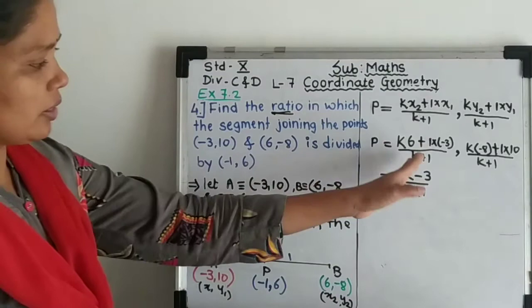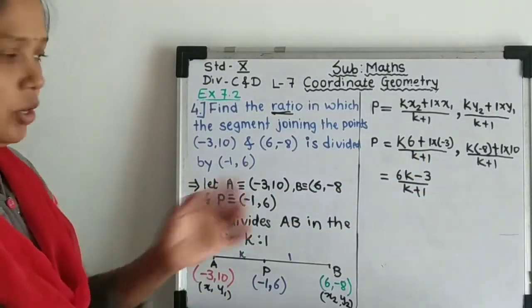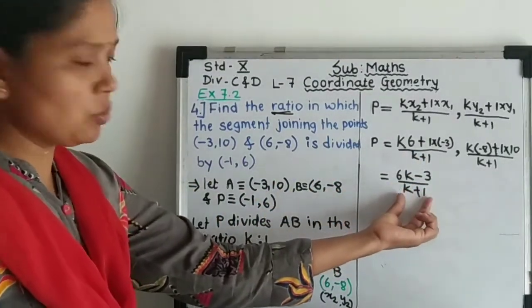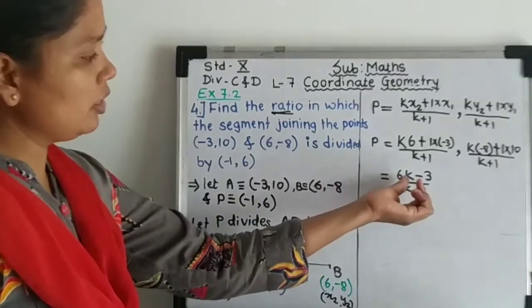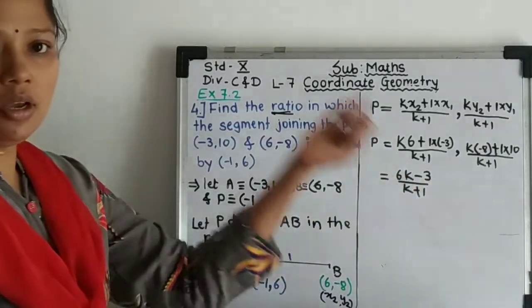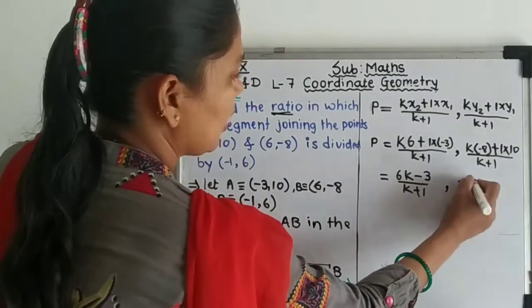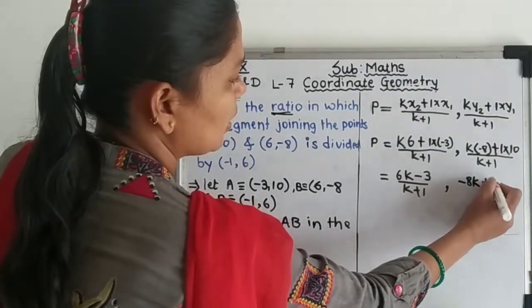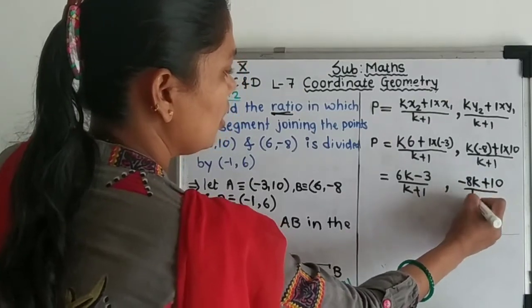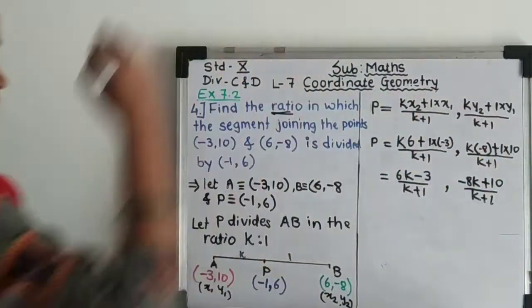Shall I cancel this k? No, not at all. Why? The k is bound with 1, right? And here also k is bound with 6 and 3, so we cannot cancel out, so keep it as it is. Here minus 8k and plus 10 upon k plus 1.